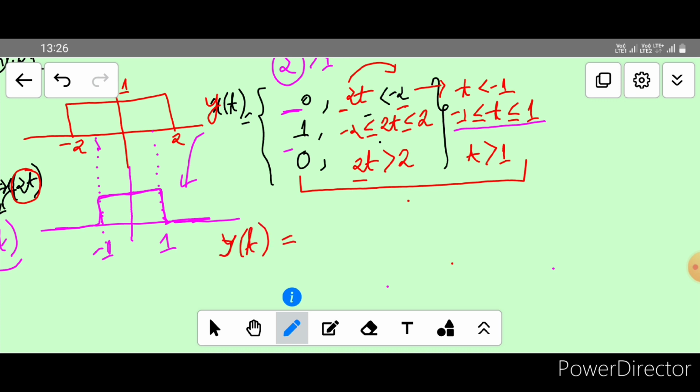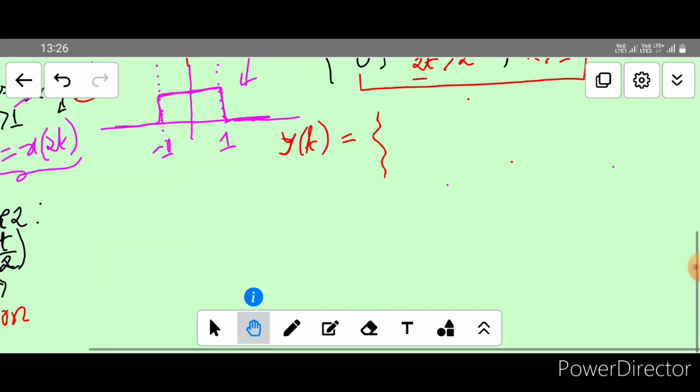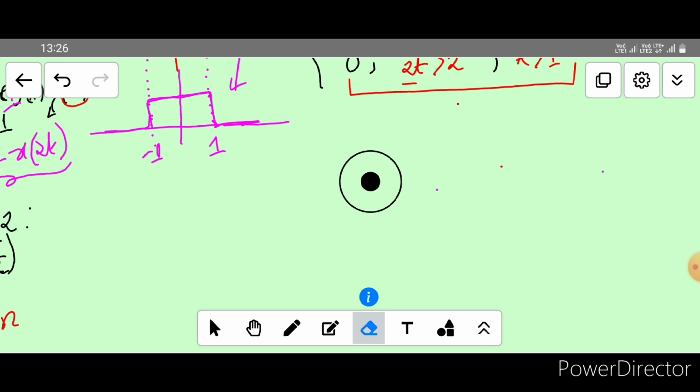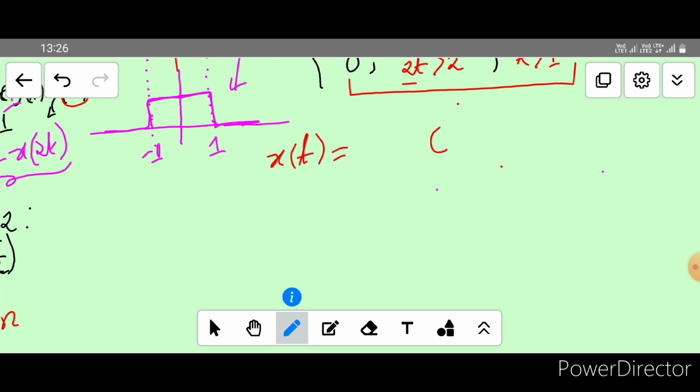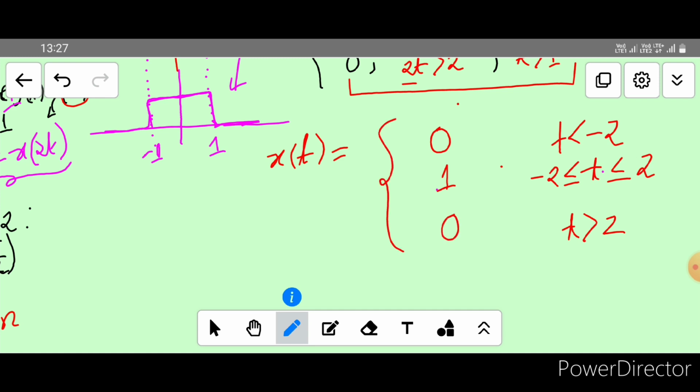So y(t) equal to this time. To make it more clear, I will write the definition of x(t) again and make the changes there. So our x(t) was 0 when t is less than minus 2, and between minus 2 less than or equal to t less than or equal to 2, our x(t) was 1, and for t greater than 2, our x(t) was 0, right?